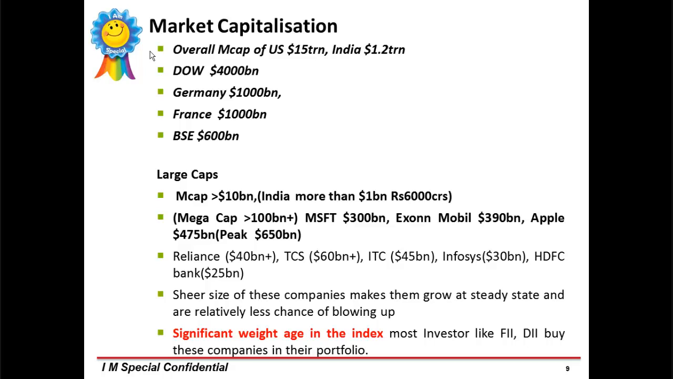Germany's index is DAX. The market cap of DAX is 1 trillion or 1000 billion. Similarly, for CAC 40, the market cap is 1000 billion. In India, the BSE Sensex 30's market cap is 600 billion.